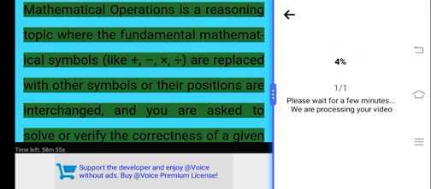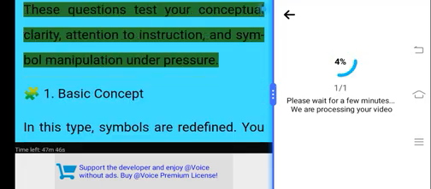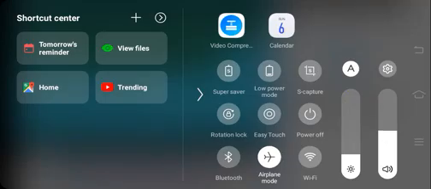Mathematical operations is a reasoning topic where the fundamental mathematical symbols, like plus, times, divided by, are replaced with other symbols and their positions are interchanged, and you are asked to solve or verify the correctness of a given expression based on these changes. These questions test your conceptual clarity, attention to instruction, and symbol manipulation under pressure.